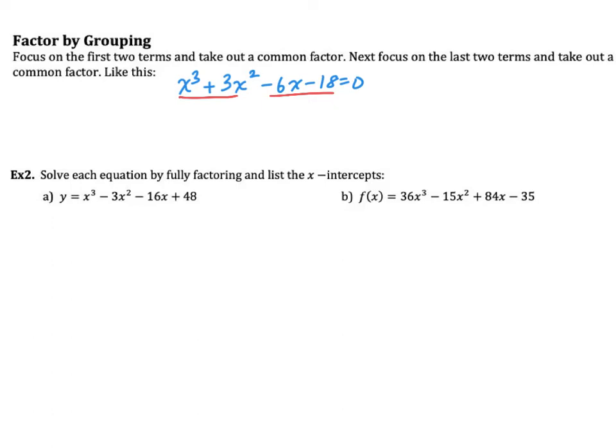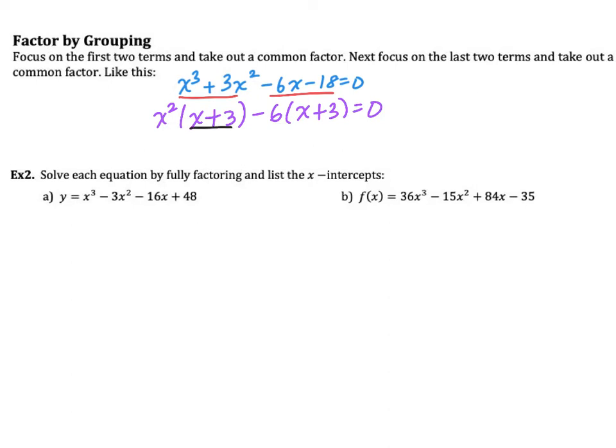But in this case, we can factor the first 2. The first 2 have x squared in common, so I'm going to factor out the x squared and get x plus 3. The second 2 have the negative 6 in common. I'm going to factor out my negative 6 and get x plus 3.